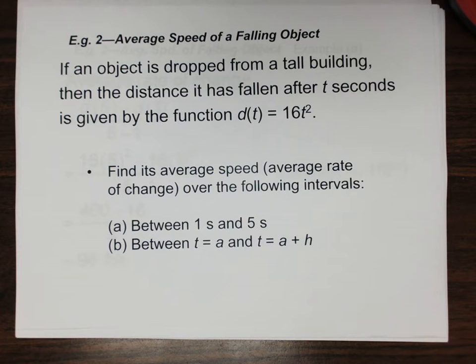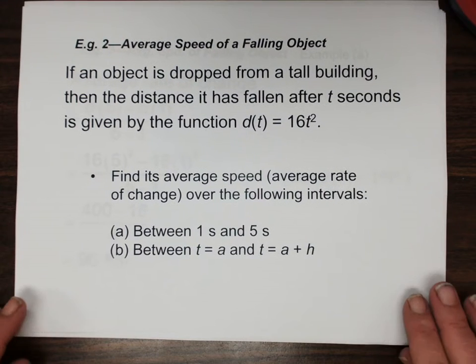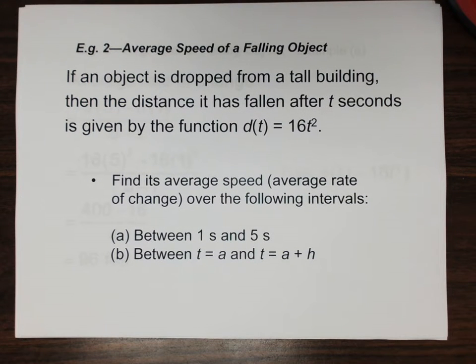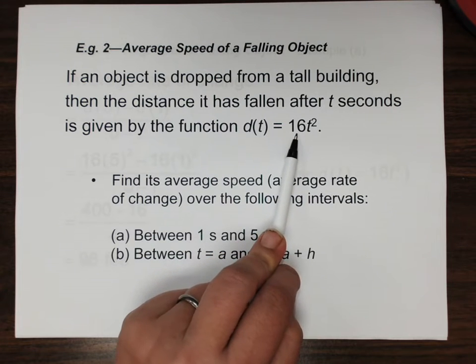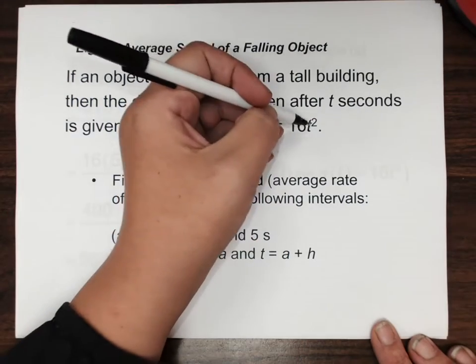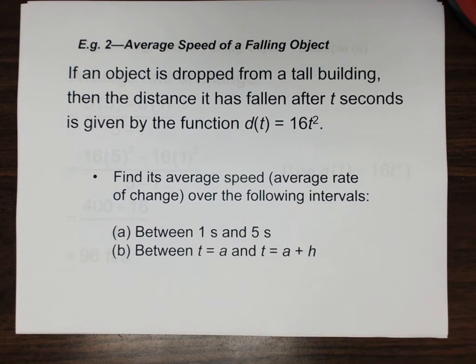Okay, this one is a little bit different because this is kind of giving us an introduction into our next subject. We're looking here at the average speed of a falling object. If an object is dropped from a tall building, then the distance it's fallen after t seconds is given by the function d of t equals 16t squared. If we recall, 16 is the coefficient for gravity, right? And it's only because we have this t squared that it becomes 16, but that is actually the effect of gravity on a falling object.